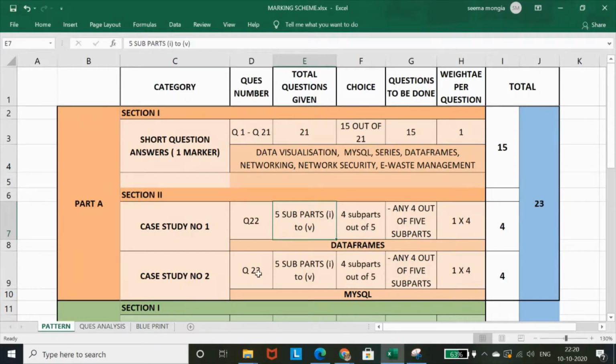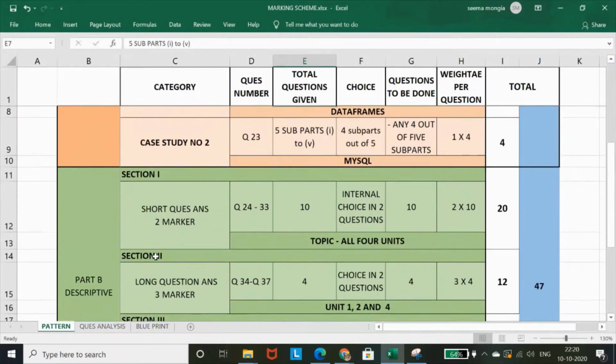Similarly, case study 2, question number 23, is also a 4 marker question which will be having 5 internal subparts, out of which only 4 parts are to be done. You have a choice. You can skip any one out of the 5. So these are the two case studies. One case study will be coming from data frames, pandas, and the second case study is going to come from MySQL, that is RDBMS, which we are studying in class 12th. So this is the complete analysis of the pattern of part A.